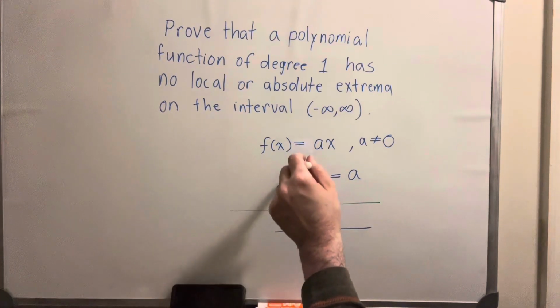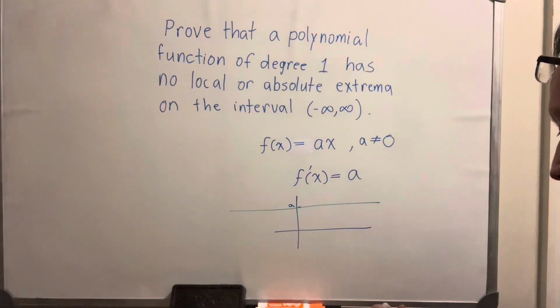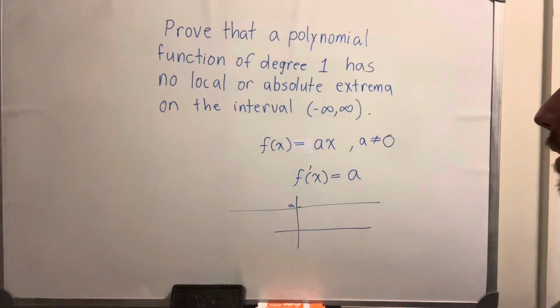There's no critical number for which the derivative of this function is 0. Therefore, there are no critical numbers. Therefore, there are no local or absolute extrema on that interval.